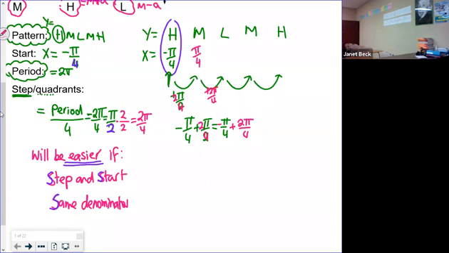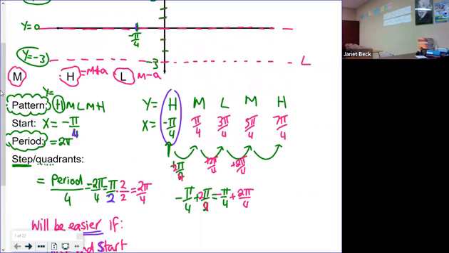1 pi by 4 plus 2 pi by 4 gives me 3 pi by 4. Add on another 2 pi by 4, and I'm at 5 pi by 4, and then I would be at 7 pi by 4. Okay? So let's have a look at this.